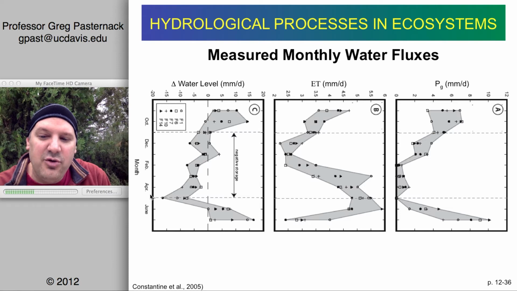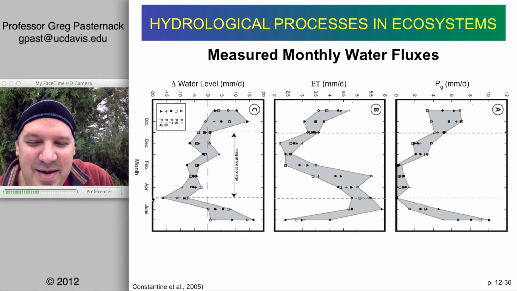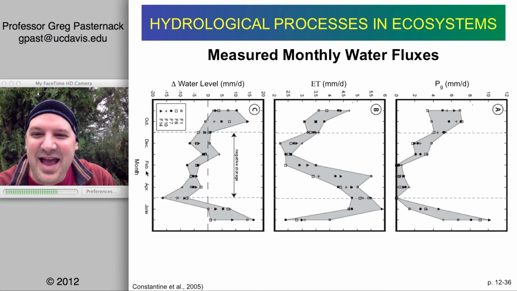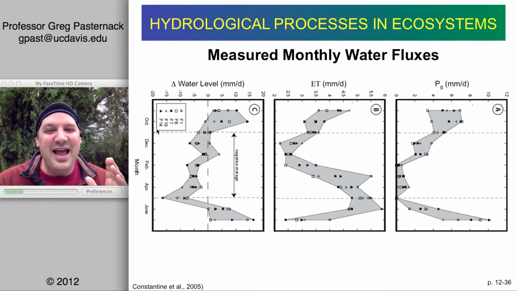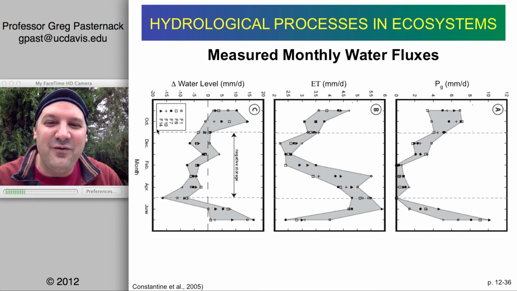And then November through May is, I'm sorry, that's the wet season. I just did it again. November through May is the dry season, and May through November is the wet season. So the opposite of what we have here in California.